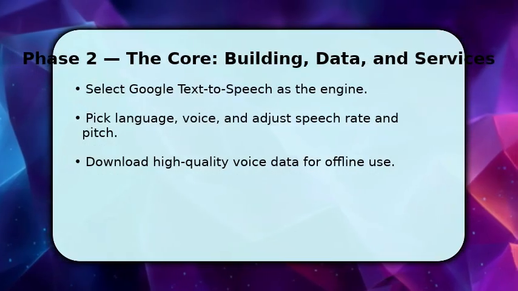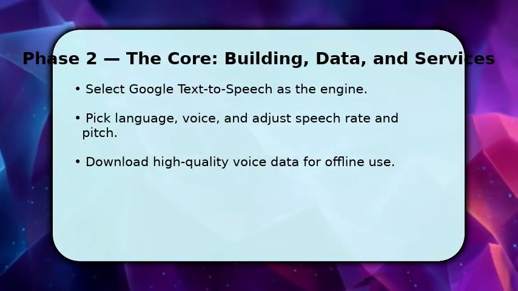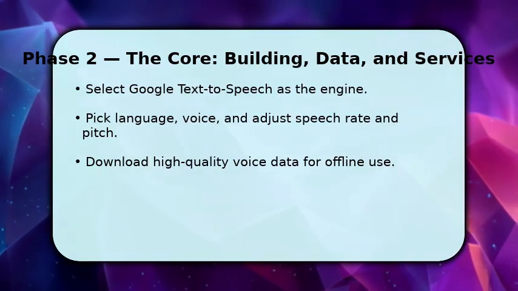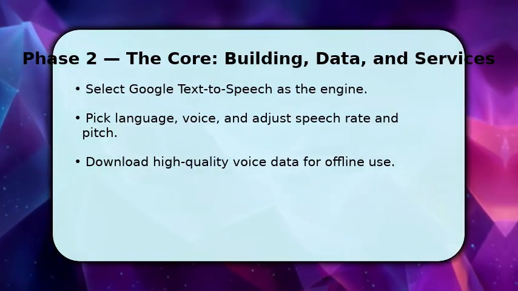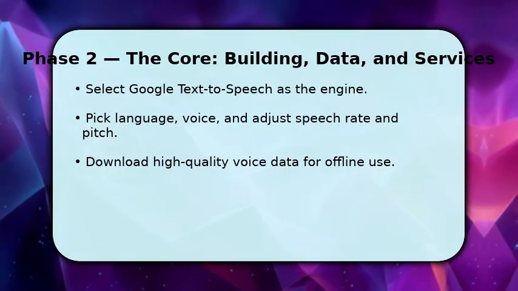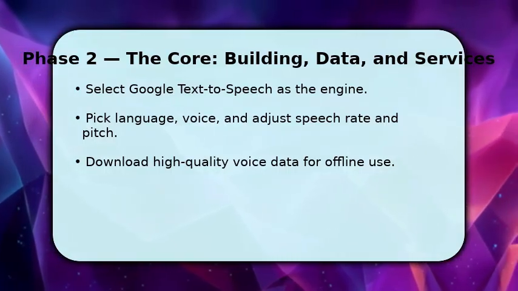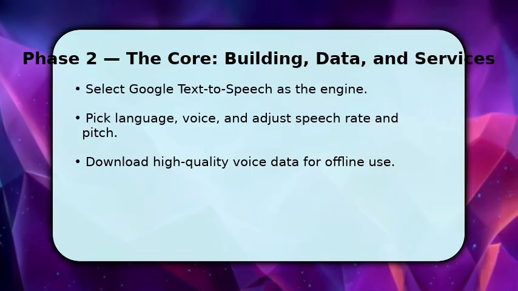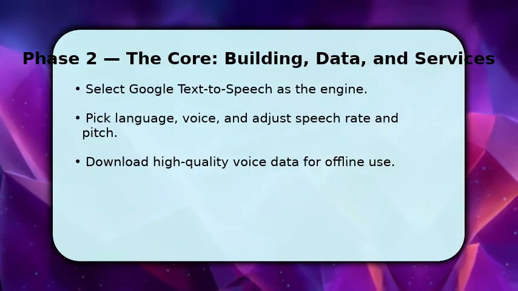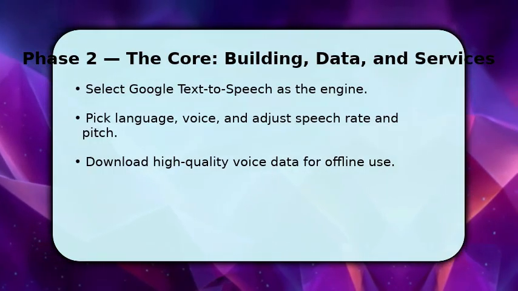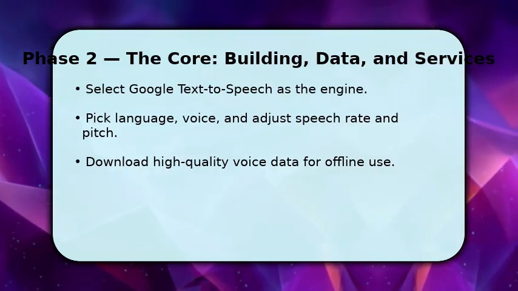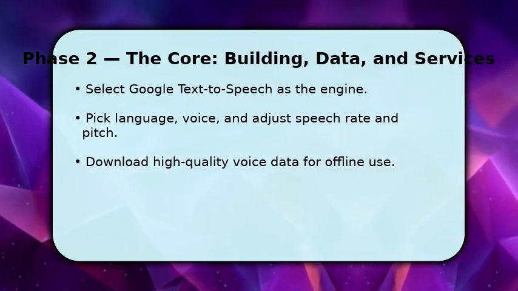Now you configure voices and parameters. You tap the engine and choose Google Text-to-Speech, then pick your language and a voice variant. Once selected, adjust speech rate and pitch to match natural cadence, faster for commands, slower for instructions. Make sure to download the high-quality voice data so it works offline. This reduces stuttering and improves pronunciation.